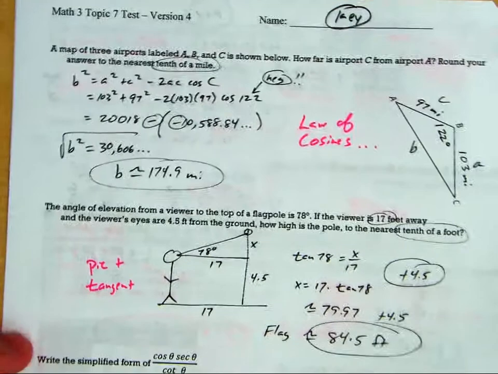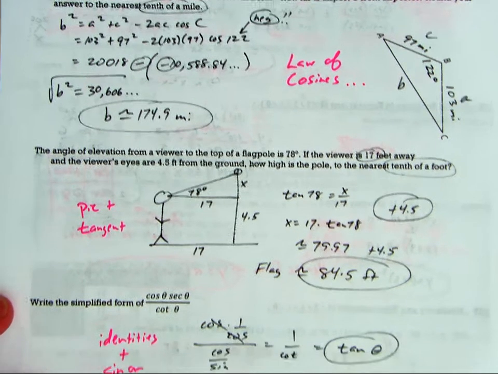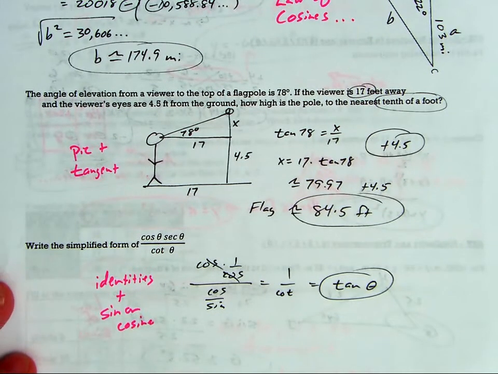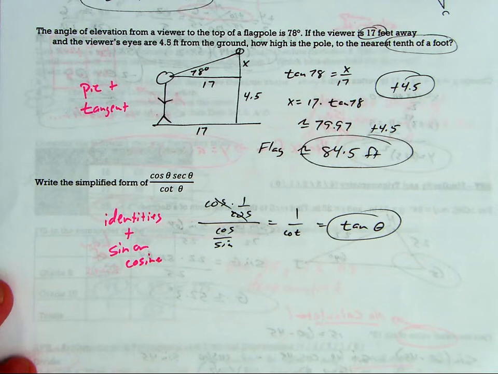Here we have the law of cosines problem again. And here we have the Talisa shadow problem with the person standing there. Different numbers. And there's a different problem with identities, sine and cosine.